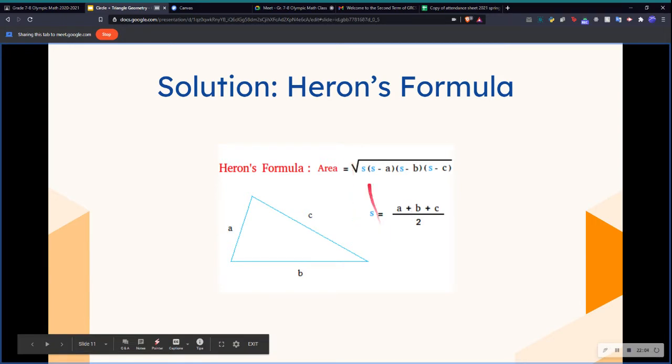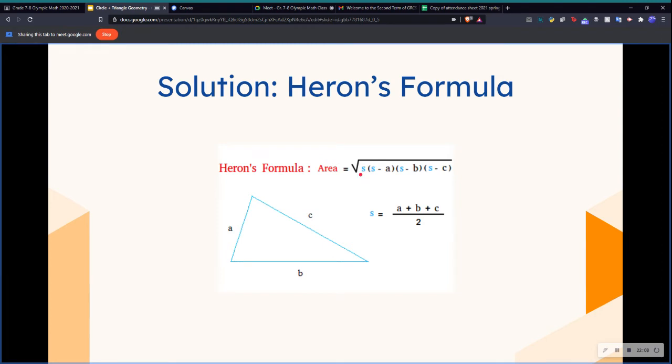Okay, so that's s, and that's one term of the product. You multiply that by s minus a, and you also multiply it by s minus b, and finally s minus c. So this is Heron's formula.